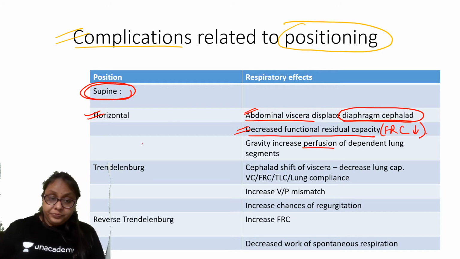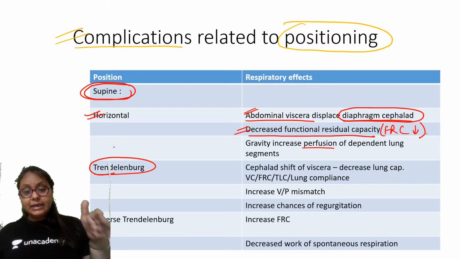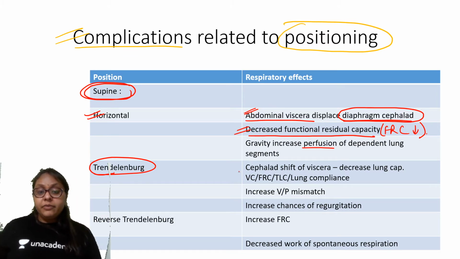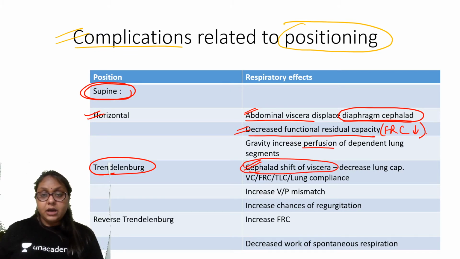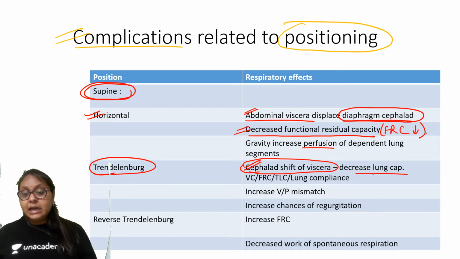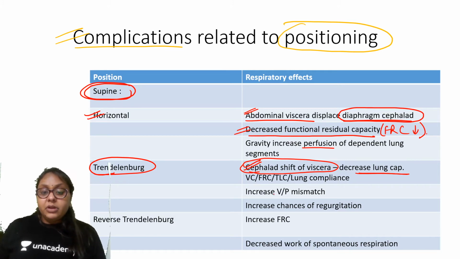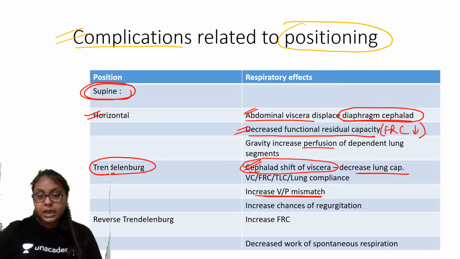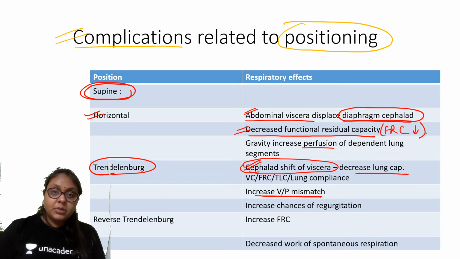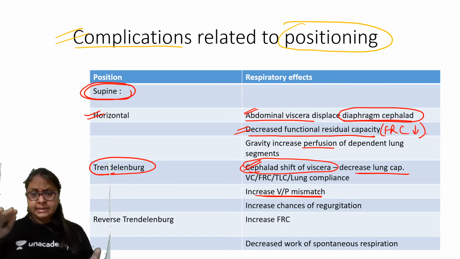Now whenever we are giving Trendelenburg position, the head down position, what will happen? There will be cephalad shift of the viscera, and this will further decrease the lung capacity. We also see that there is increase in the ventilation perfusion mismatch. And because of this Trendelenburg position, there can be increased chances of regurgitation also. This is the head down position.